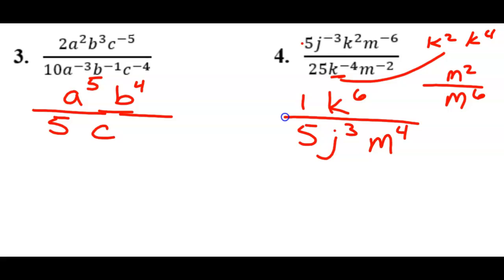All right, for the video, so my 1/5 came from my 2/10. And then my a to the negative 3 had to go to the top. So I had 2 plus 3 was 5. And my b to the 1 had to go to the top. So 3 plus 1 is 4. And my negative 5 had to switch with my negative 4. So I got c because 5 is bigger than 4. Okay.